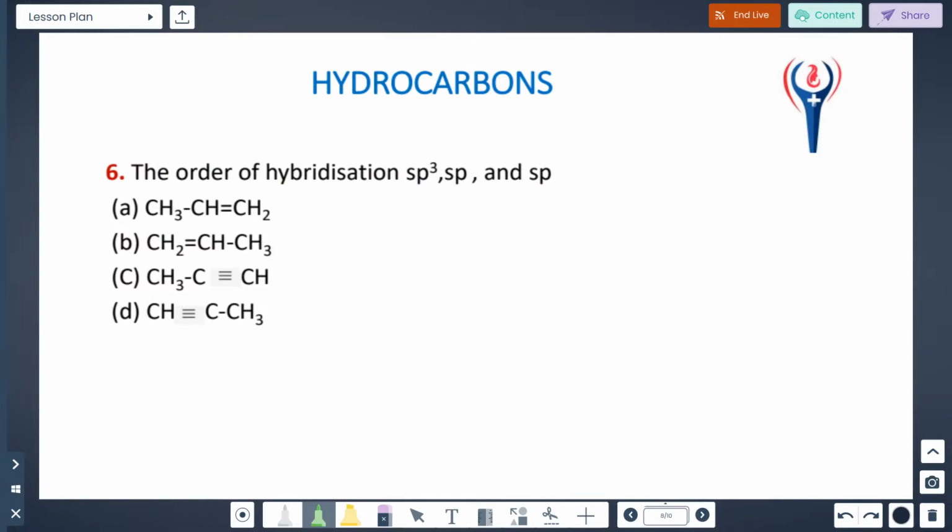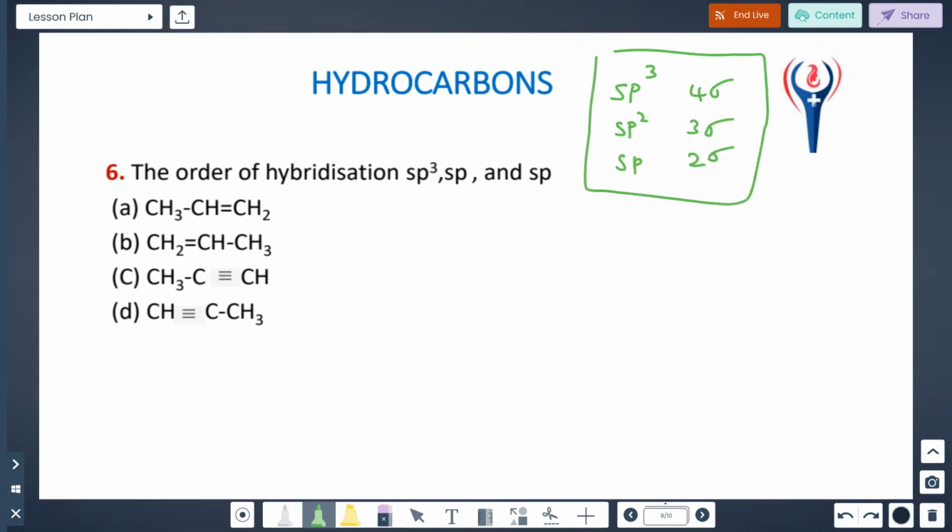How to find out? I have given the same kind of sums many times. sp3 means how many sigma bonds? 4. sp2 means 3 sigma bonds. sp means how many sigma bonds? 2 sigma bonds should be there. You just keep in mind, then you can solve them very easily.